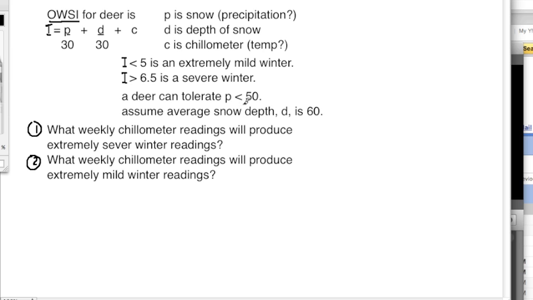Okay, deer can tolerate a P less than 50, and assume the average snow depth D is 60. What weekly chilometer readings will produce extremely severe winter readings? As soon as you see that word, chilometer, there's that C. We're going to be looking at that. They're going to ask us questions about that.